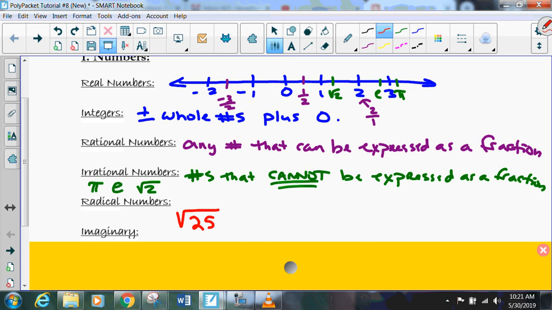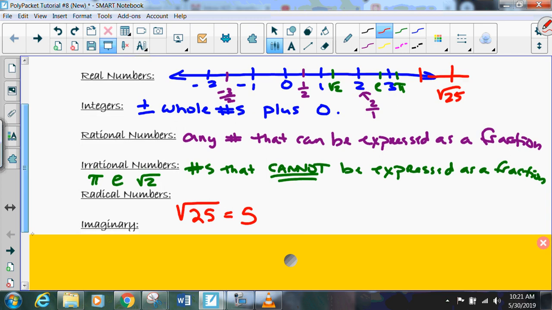All right, so square root of 25 we know would be 5, right? And then we've seen square root of 2. Square root of 2 is both a radical number and an irrational number. So radical numbers are on the number line. Let's go ahead, that's 4, and then let's do square root of 25. So we see that radical numbers are also on the number line, so they are also real.